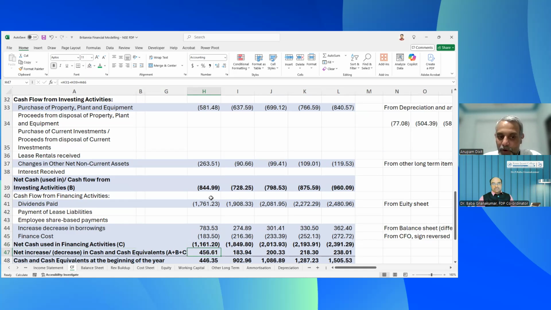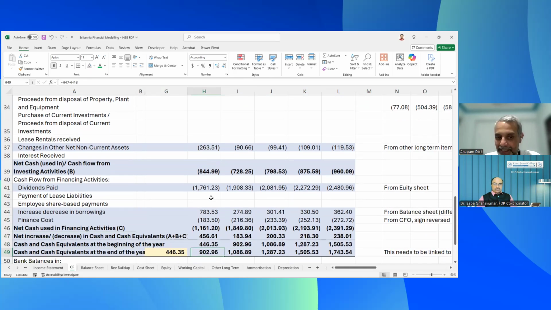Then we figure out what is the net cash flow during the year. In all these years, it is positive. That means our ending cash balance will keep on increasing, right? So we start with 446, which is the cash in the previous year. We add this 446 to arrive at 902. And in the next year, we add this 183. And similarly, we are arriving at these cash flows.